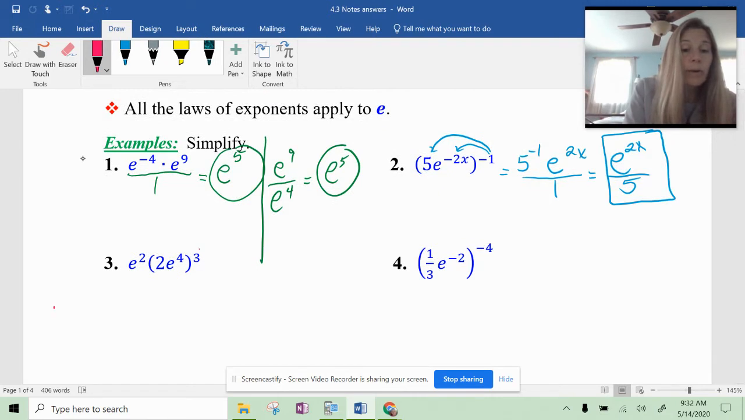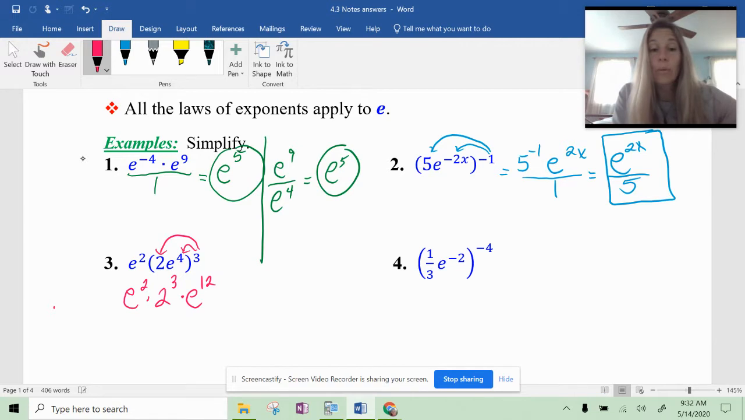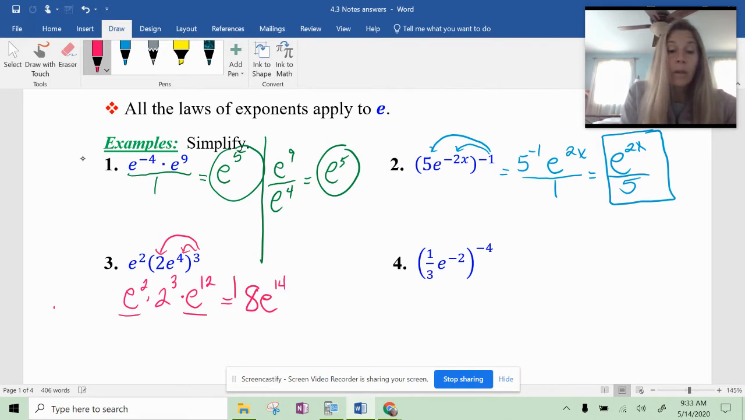First, I want to get rid of my parentheses. So this little exponent here is going to go to each of those terms. So I'm going to have 2 to the 3rd power times e to the 12th. Remember, when you have a power to a power, you multiply the exponents. Now, 2 to the 3rd is 8, and e to the 2nd times e to the 12th, I would add my exponents, and I would get e to the 14th.